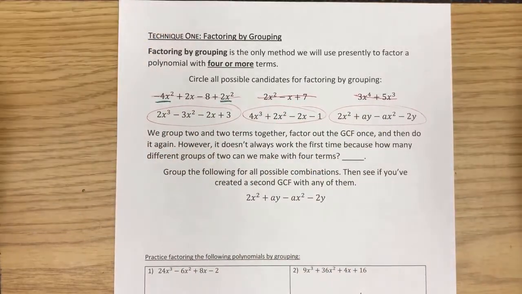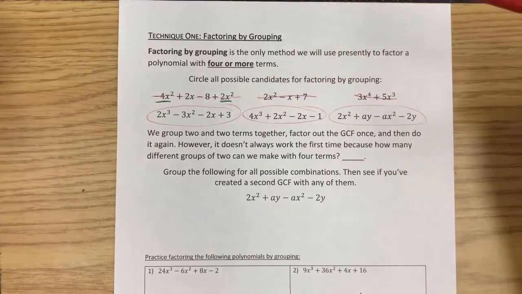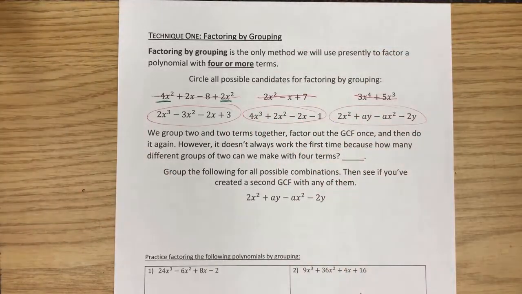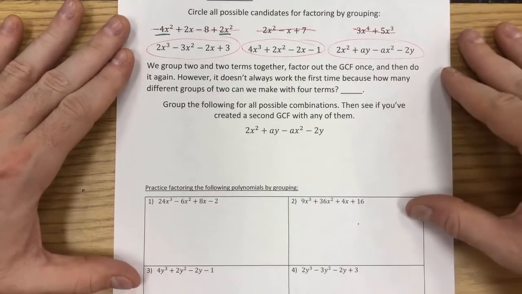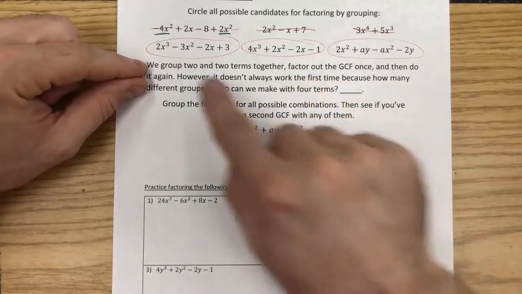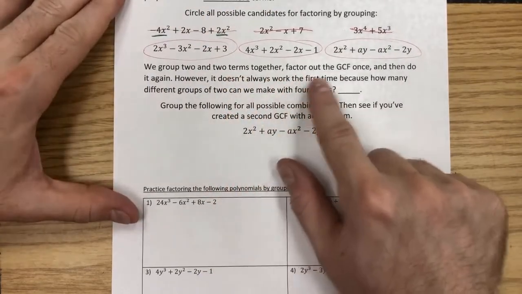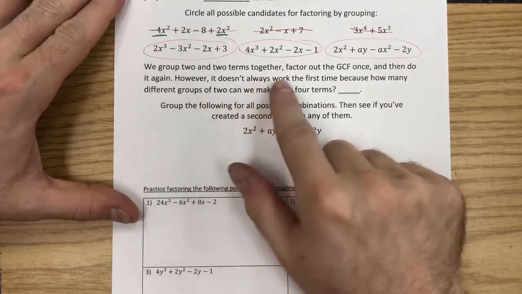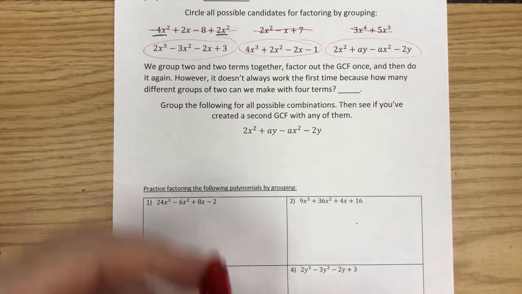Now, we will actually learn a way to take a 3 term, turn it into a 4 term, so we can do that later on. But for today, we're simply looking at polynomials that have 4 or more terms. So the last thing before we actually begin and show an example is that we're going to group these by a 2 and 2. So we're going to group first 2, last 2. We're going to factor out the GCF once and then do it again. However, a big thing is this doesn't always work the first time, because how many different groups can we make out of 4 terms? Well, let's take an example.